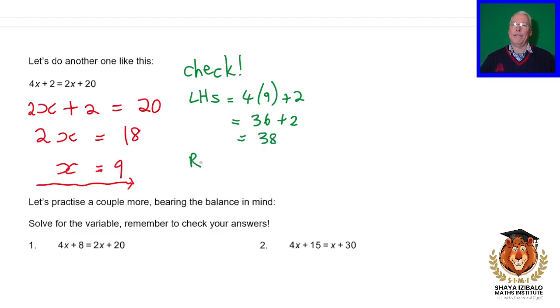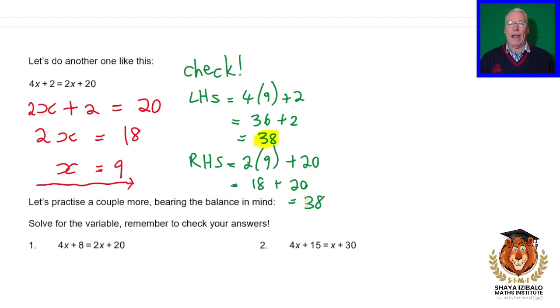Let's look at the right-hand side. The right-hand side is going to be 2 times 9 plus 20. 2 times 9 is 18 plus 20. 18 plus 20, 38. Halala. The reason we're saying halala is that the left-hand side and the right-hand side are equal when x is 9. X is 9 is our solution to this equation.